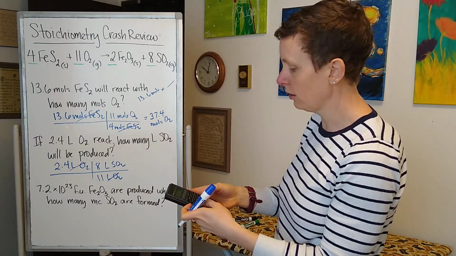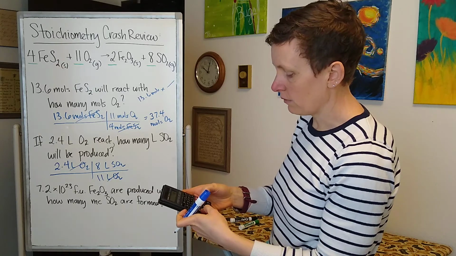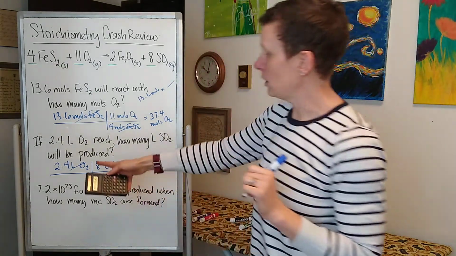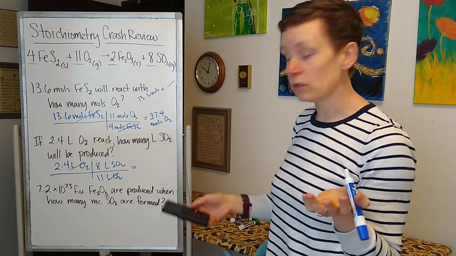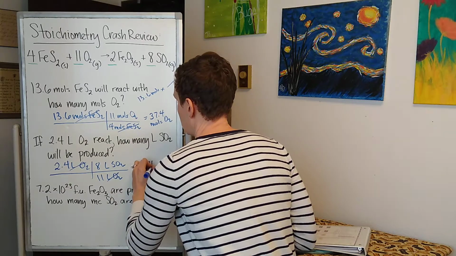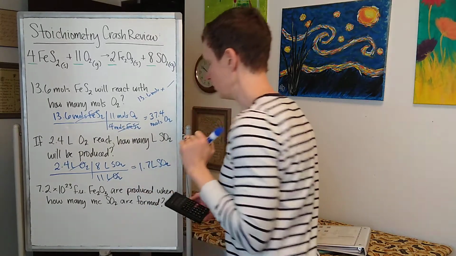calculation. 2.4 times 8 divided by 11. We get a big number here, lots of digits. Hopefully you can tell me already that it's going to have two significant figures. So we're at 1.7 liters of SO2.